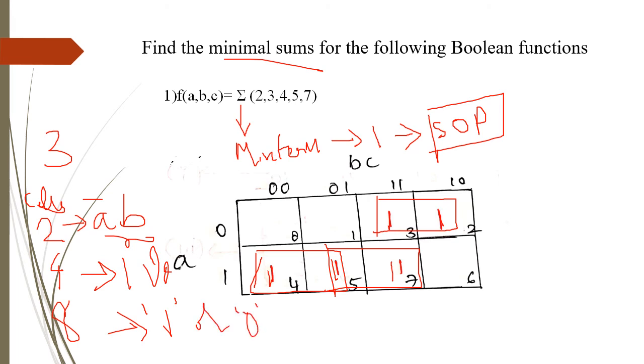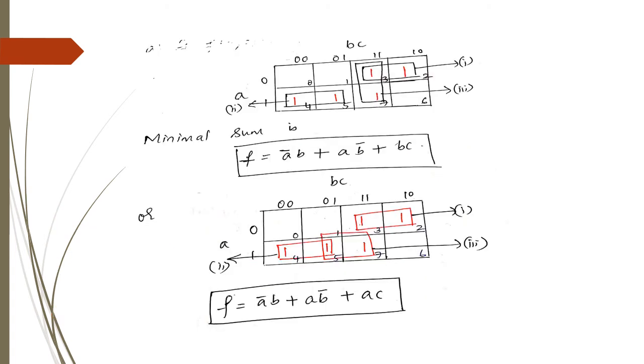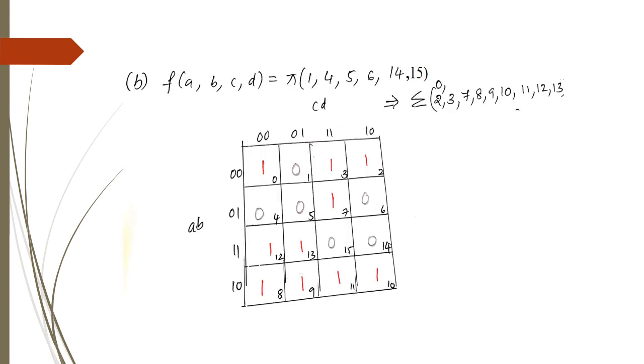I have already shown all the groupings here. For the first it is A bar B, for the second it is A B bar, and for the third it is BC. In the same way, I can group like this or like this; 5 and 7 can also be grouped together, so that is what is done here. So F will be equal to A bar B plus A B bar plus AC. This is how you group a 3 variable K-map.